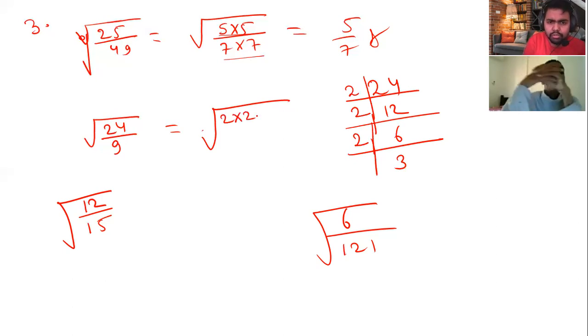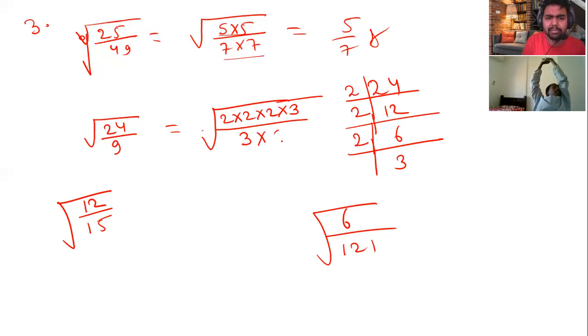So 2 times 2 times 2 times 3 I'm going to write instead of 24, and divided by, how can I break 9? 3 times 3. Now there we just have one pair of 2. So only one 2 will come outside because this 2 does not have any pair, and the rest would be inside the root only.